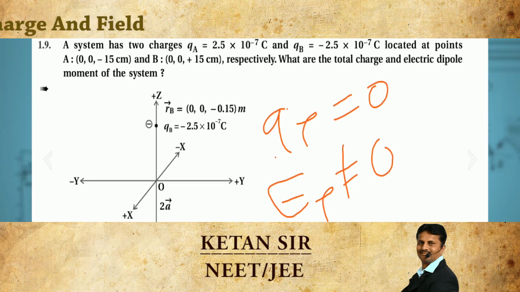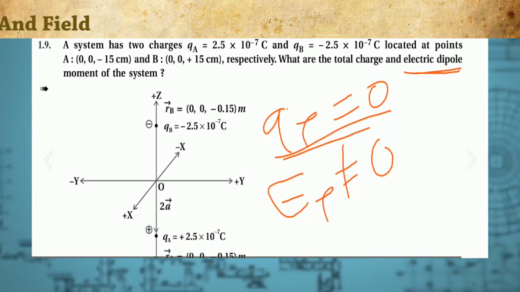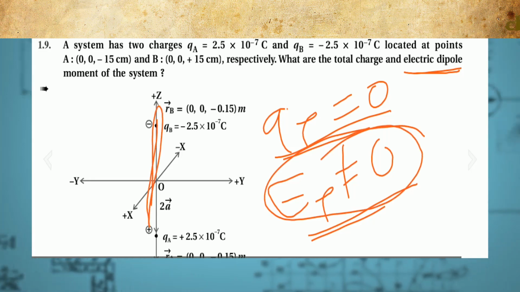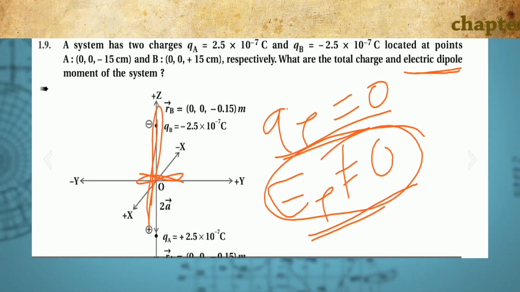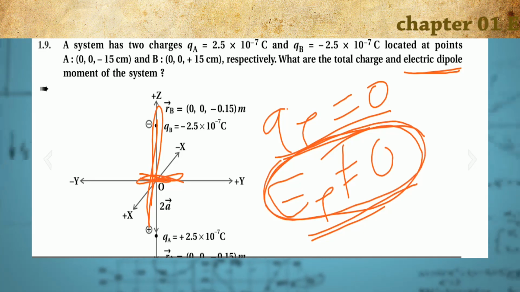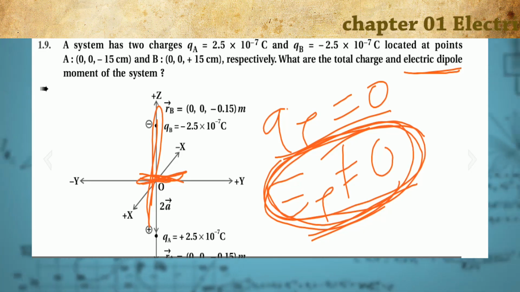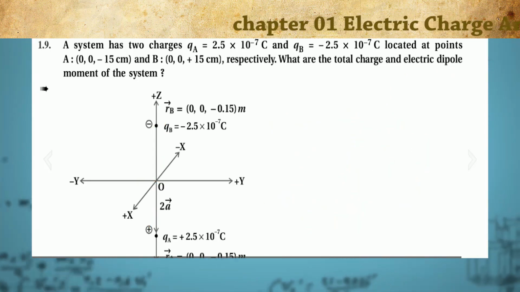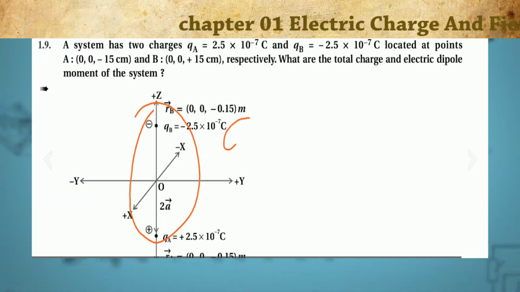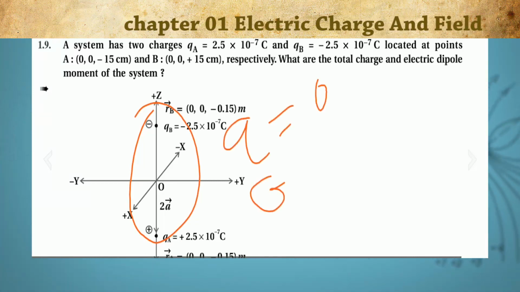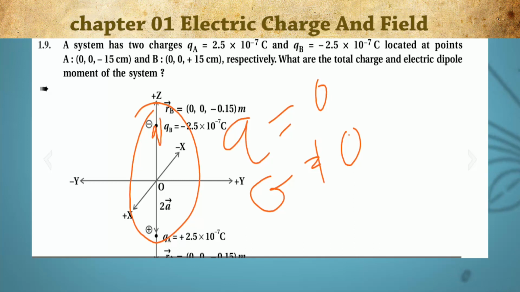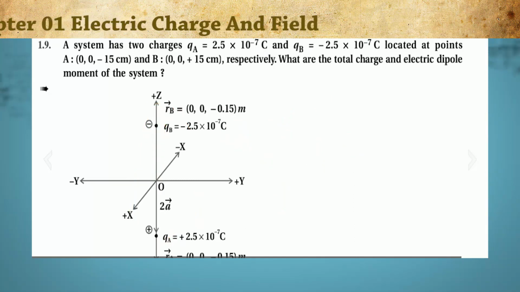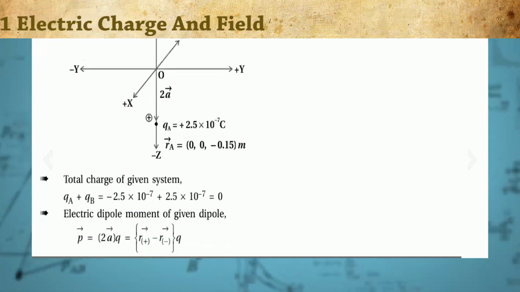But remember that the total charge on the electric dipole is 0, but the total electric field is not 0 because the two charges are kept at some distance. The electric field total at the midpoint is not 0 because the two charges are placed at some distance. Total charge is 0, but total electric field is not 0. Simple calculation. Look at how to write it in the examinations.